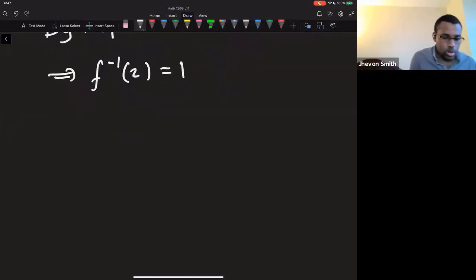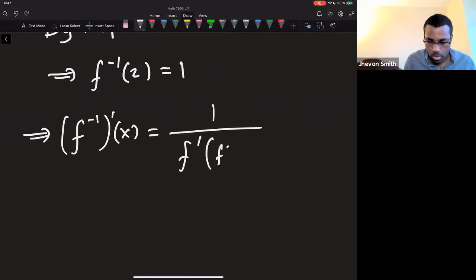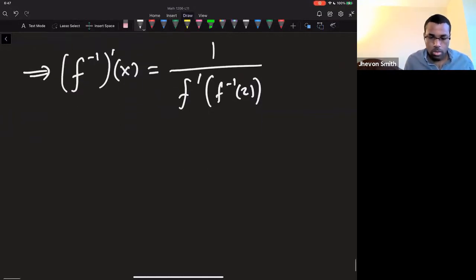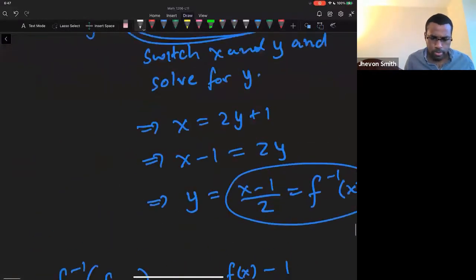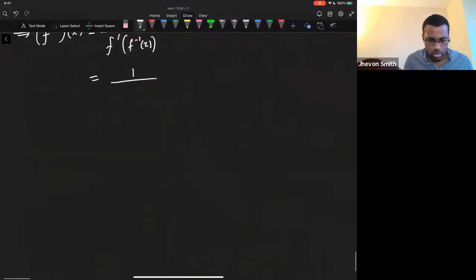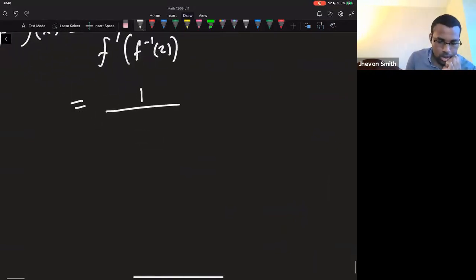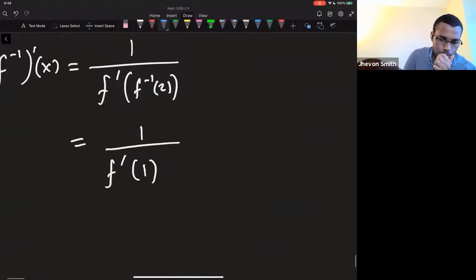And so our derivative of the inverse function, where was our f prime? 5x to the fourth minus 3x squared plus 2. So this is just going to be f prime of 1, because that's what this guy is.